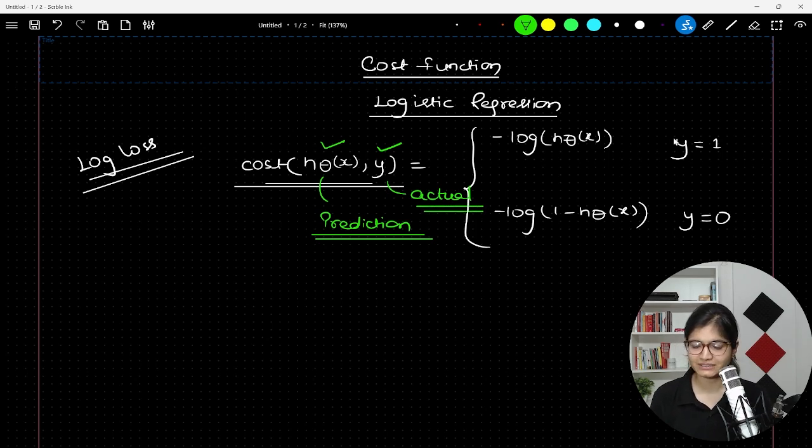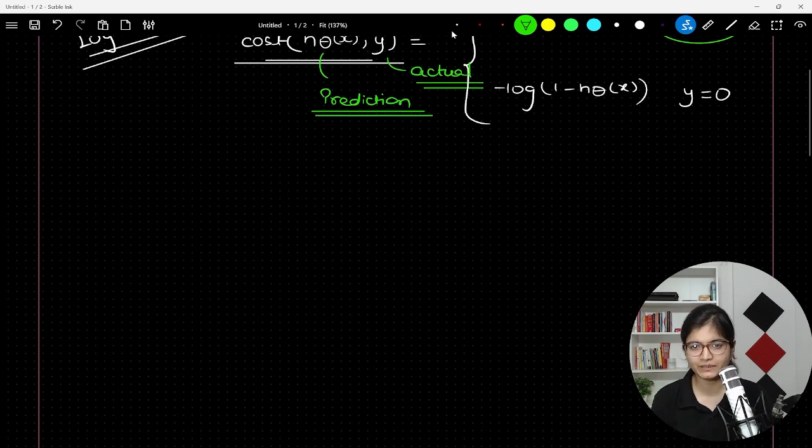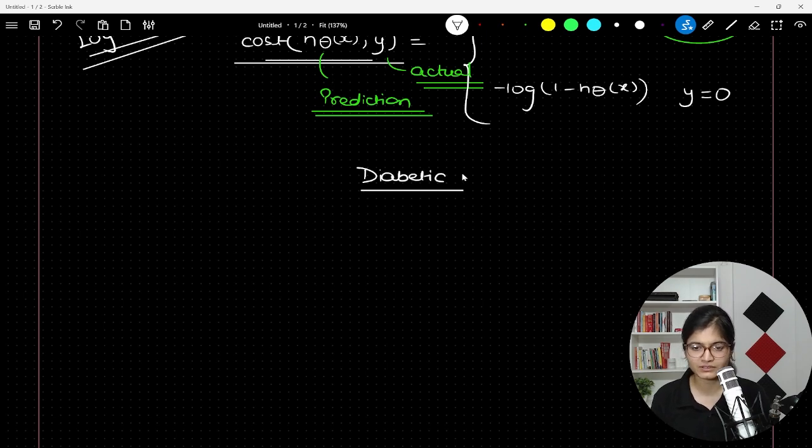Now let's say the actual is 1. Let's consider one simple problem. I will give you one simple example, with the help of which you will be able to clearly understand what I'm trying to convey. For example, we are dealing with a problem in the healthcare domain where we want to analyze whether a patient is diabetic or not. So we want to predict either the patient is diabetic, so it belongs to class 1, or the patient is non-diabetic, meaning it belongs to class 0.